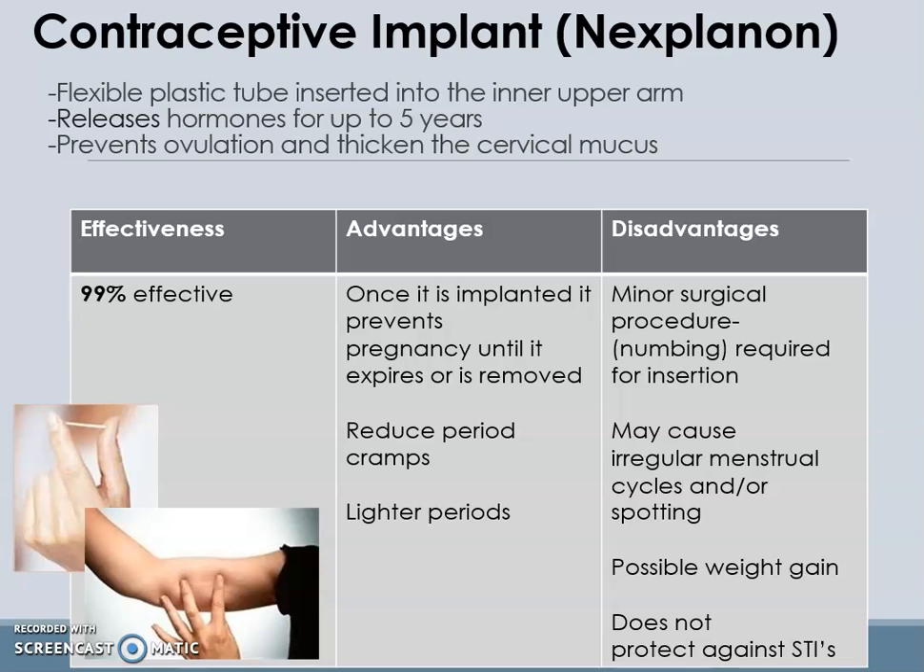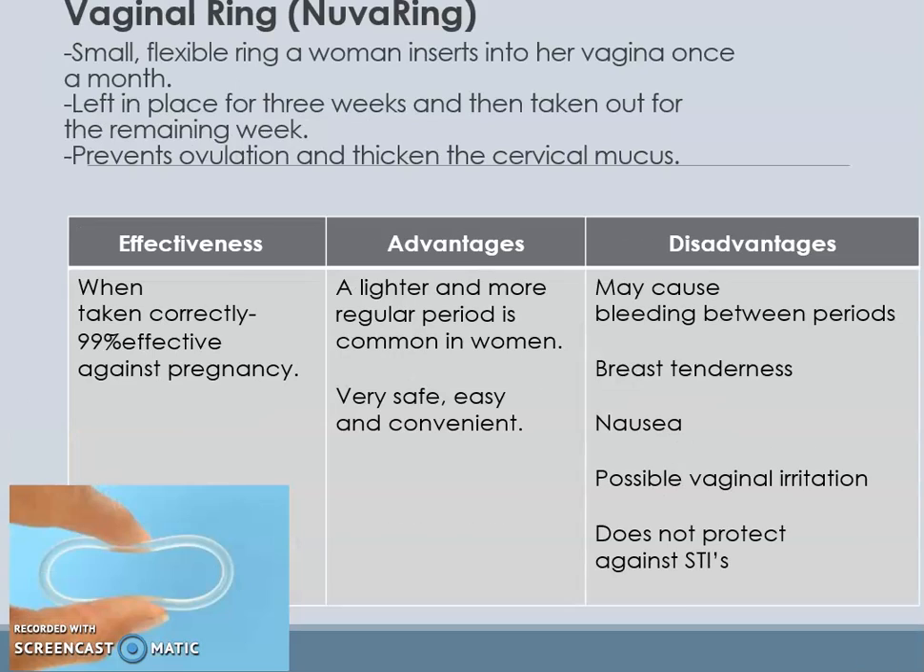Once it's implanted, the advantage is that it works until it's removed, or within 5 years. If the 5 years is up and you don't have it removed, the hormones won't last any longer than that, so pregnancy can occur. It does reduce period cramps. It causes lighter periods. The disadvantages, besides having a little bit of minor surgery, are that it may cause irregular menstrual cycles, or it could cause spotting. Some people get weight gain. And again, this does not prevent against STIs.